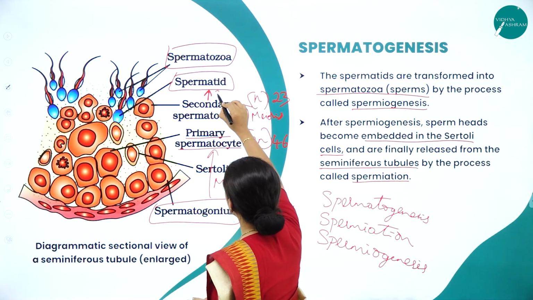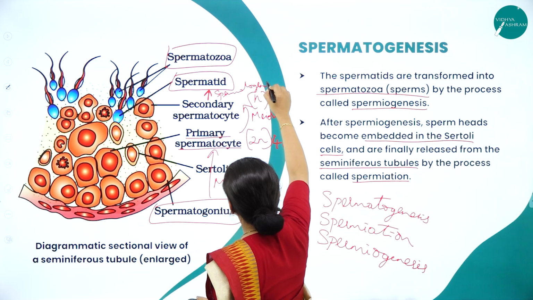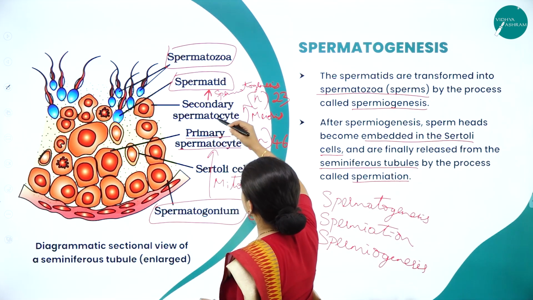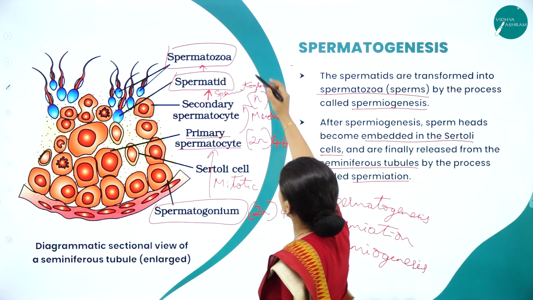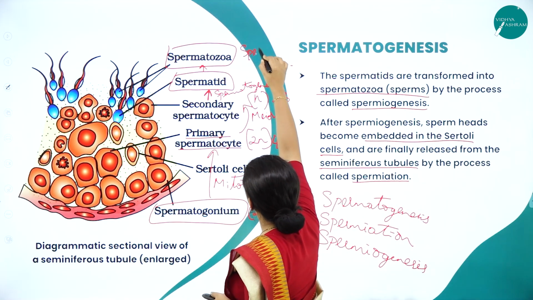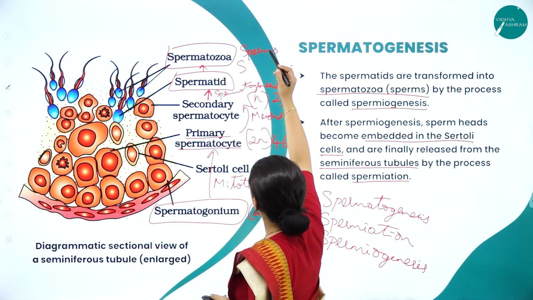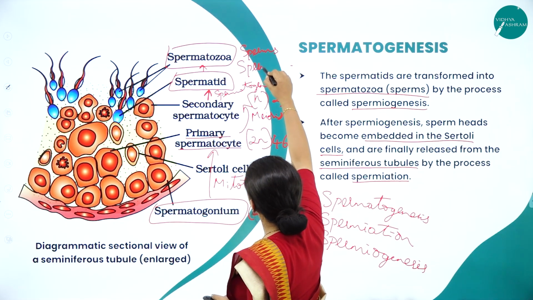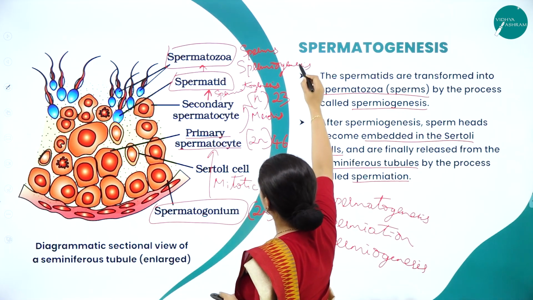Now what is this called? It's called spermatogenesis. Next, these spermatids will be converted into spermatozoa. Spermatozoa are nothing but sperms. And the process is called spermiogenesis. Now I hope you understood it better.